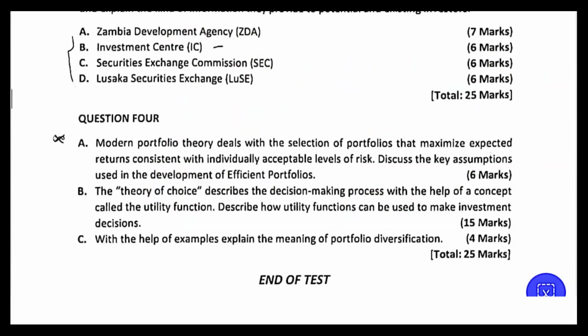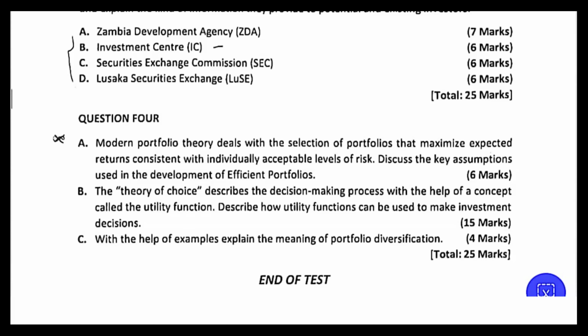The theory of choice, part B. The theory of choice describes the decision-making process with the help of a concept called the utility function. Describe how utility functions can be used to make investment decisions. The theory of choice and the utility. How can we use the utility functions to make investment decisions?